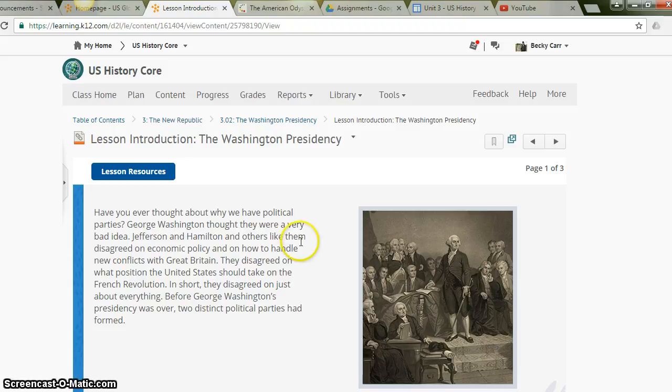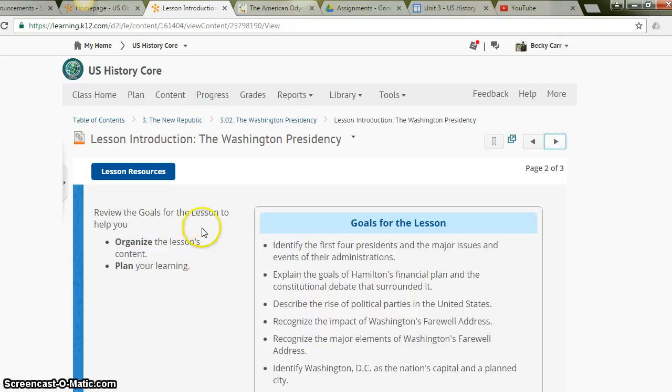Have you ever thought about why we have political parties? George Washington thought they were a very bad idea. Jefferson and Hamilton and others like them disagreed on economic policy and how to handle new conflicts with Great Britain. They disagreed on what position the United States should take on the French Revolution. In short, they disagreed on just about everything. Before George Washington's presidency was over, two distinct political parties had formed.